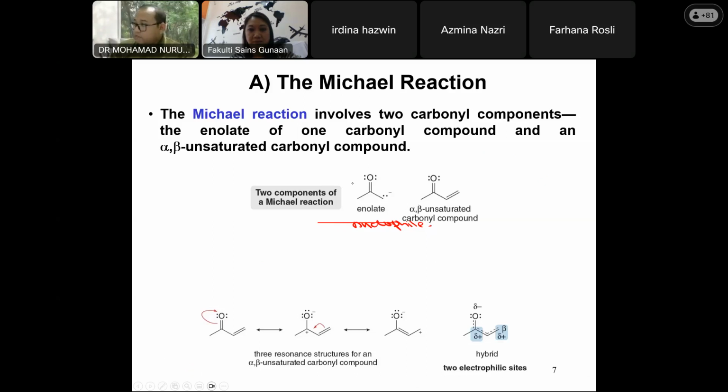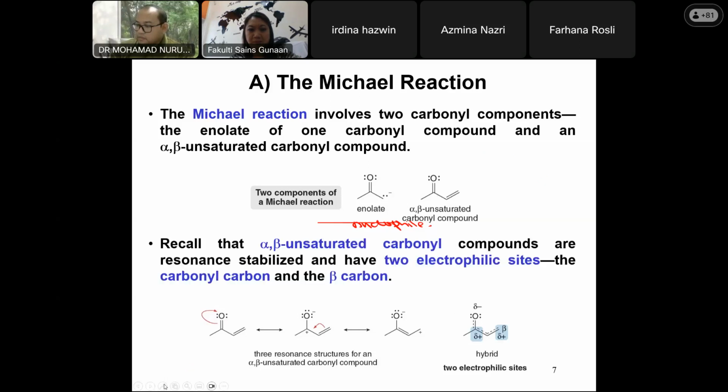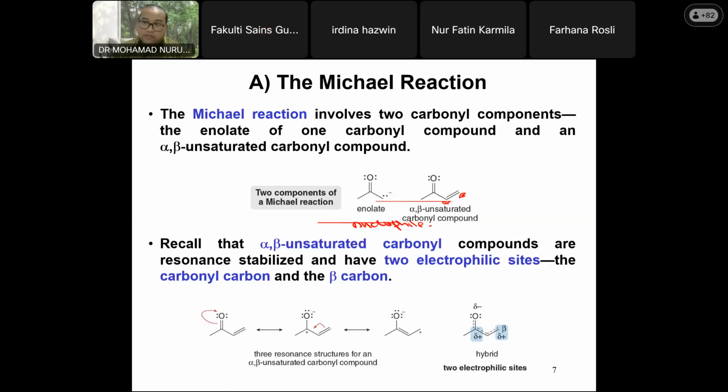So this one will be a nucleophile. And of course, for the Michael reaction, there should be the alpha-beta unsaturated carbonyl. This is the alpha-beta unsaturated carbonyl. Why do we call them alpha-beta unsaturated carbonyls? This is the alpha position, and this is the beta position. That's why they are called alpha-beta unsaturated carbonyl compounds.